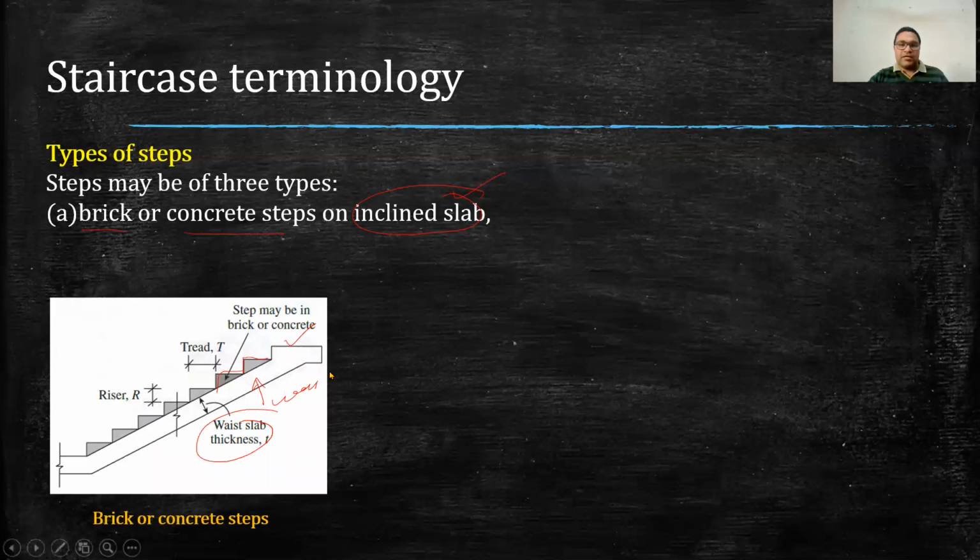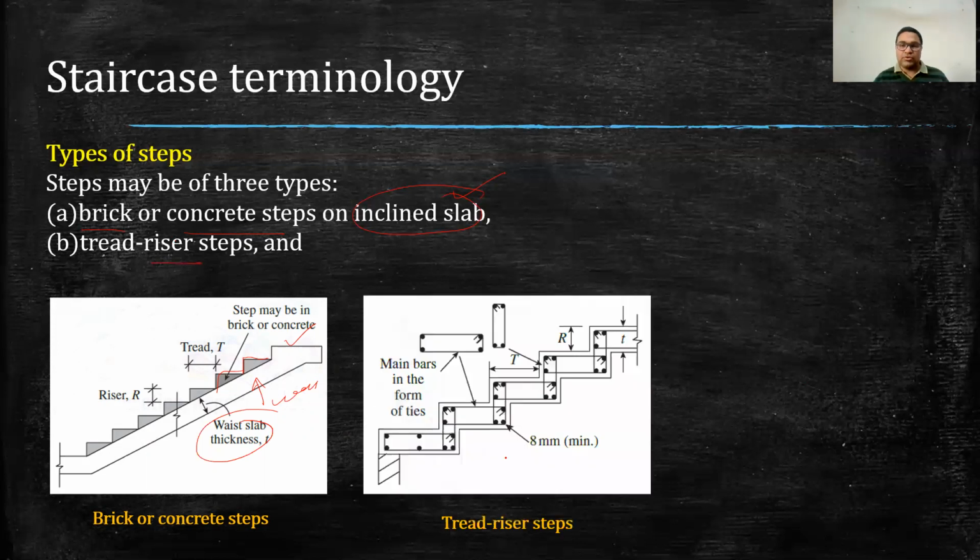Now, there are some other combinations also, like the tread riser steps. In this, the base slab is missing, and they look like this. In this, you can see this is the tread and this is the riser. So in this tread riser combination, the base slab is missing. So this is again another type.